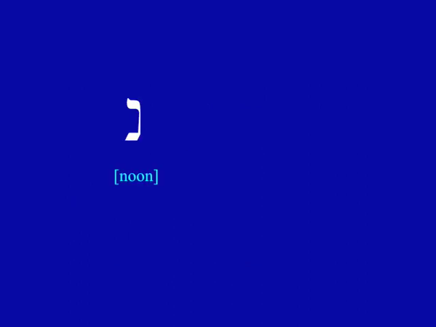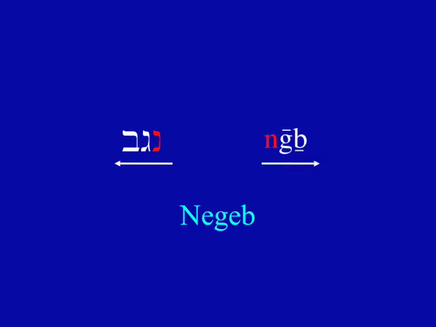Noon. Noon is the n, like in Nancy sound, corresponds to English N. So in the Hebrew word for the south, Negev, see the noon at the beginning of the form. Note that it's written with a B in the anglicized form, but we would still pronounce it in Hebrew, Negev, because the bet is spirantized, not stopped.